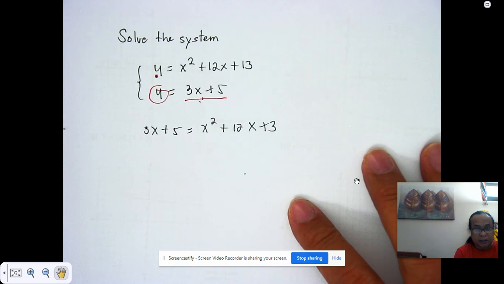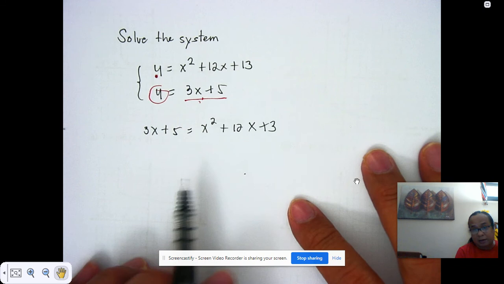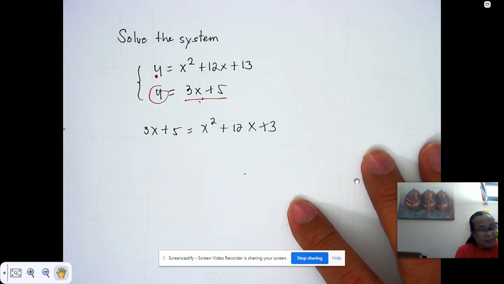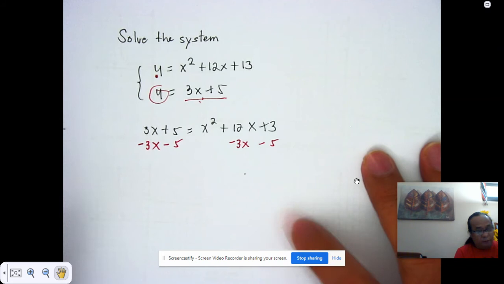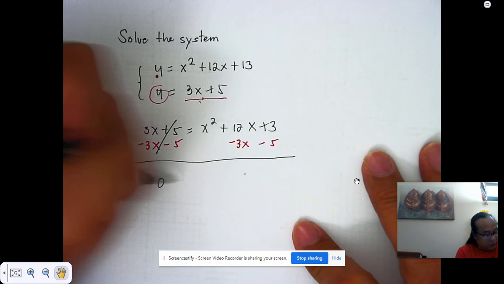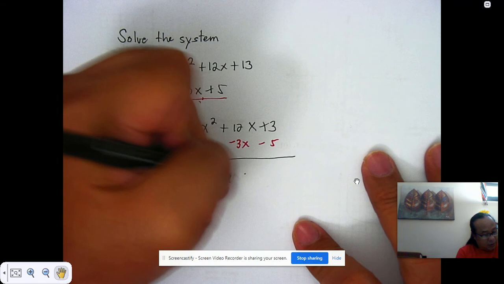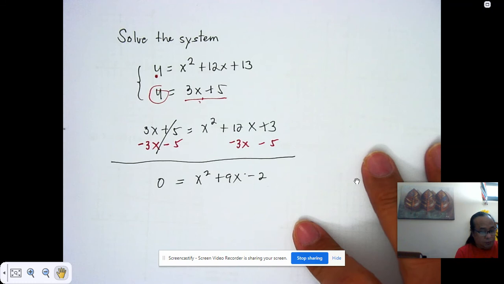Set it up as a quadratic equation: set one of the sides equal to 0. If I want this side to become 0, I have to subtract 3x and I have to subtract 5. If I do that, this turns out to be 0 = x^2 + 9x - 2, since 12x minus 3x is 9x, and 13 minus 5 is... actually, 3 minus 5 gives me negative 2.